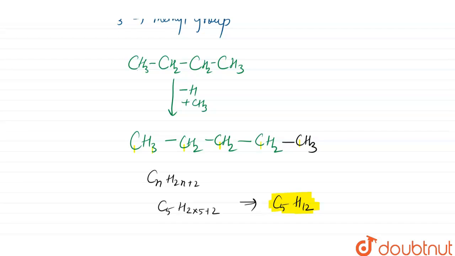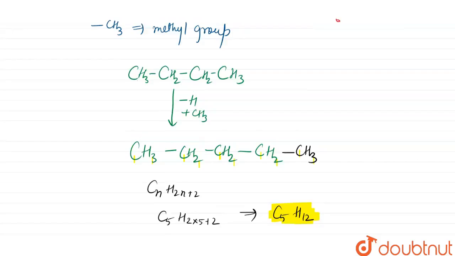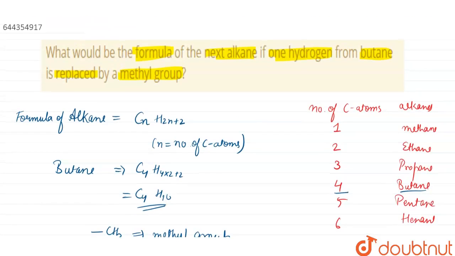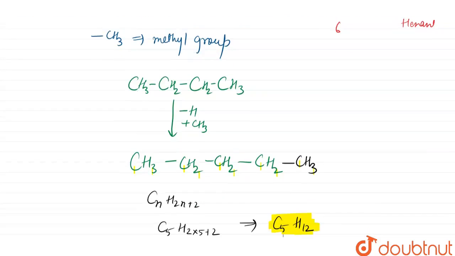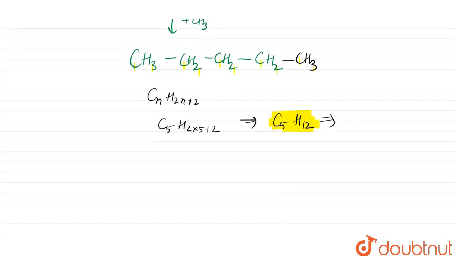Or we can directly calculate this formula: here you can see 1, 2, 3, 4 and 5 carbons. 3 plus 2 is 5, plus 2 is 7, plus 2 is 9, plus 3 is 12. So 12 hydrogen. So the next alkane will be pentane with formula C5H12. This formula is for pentane with 5 carbon atoms.